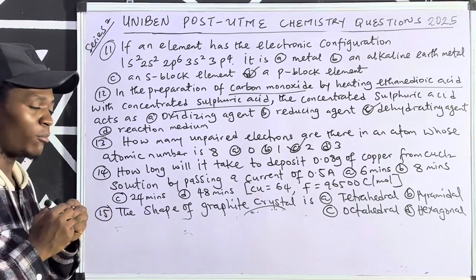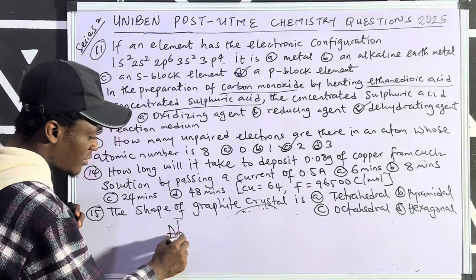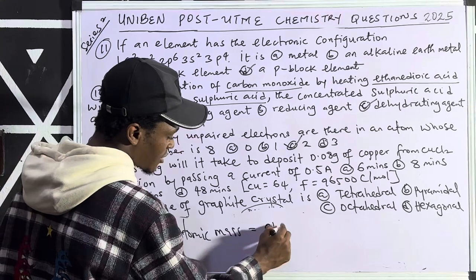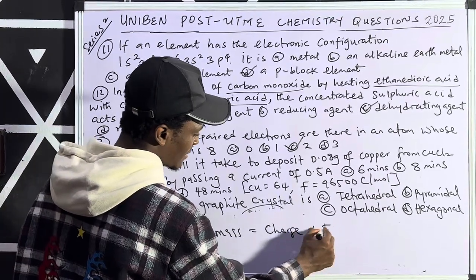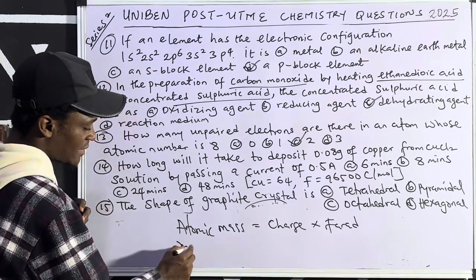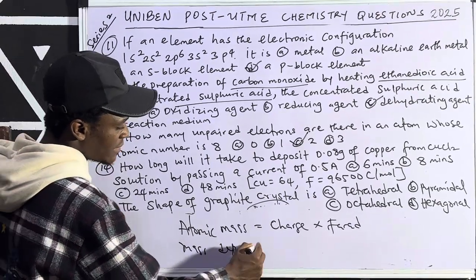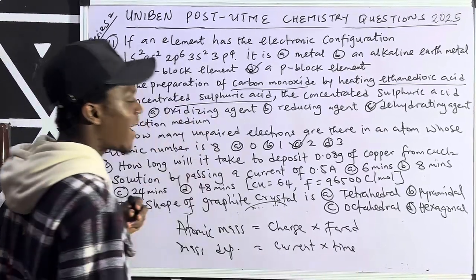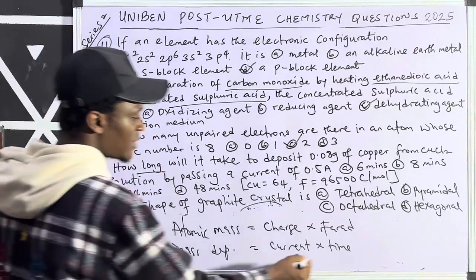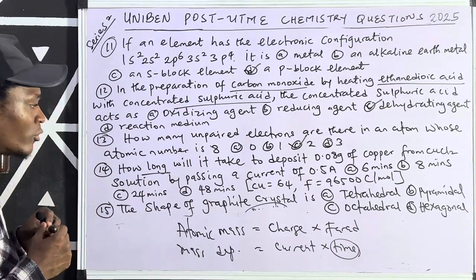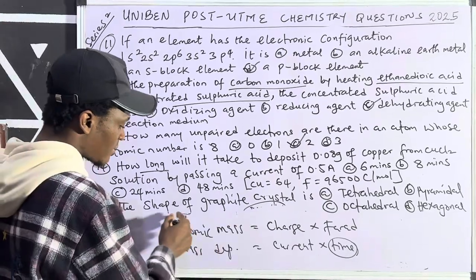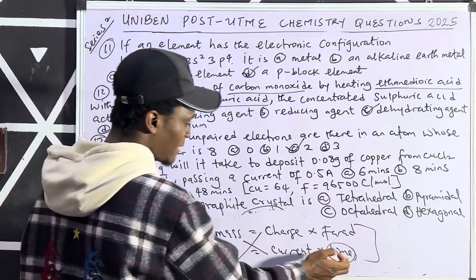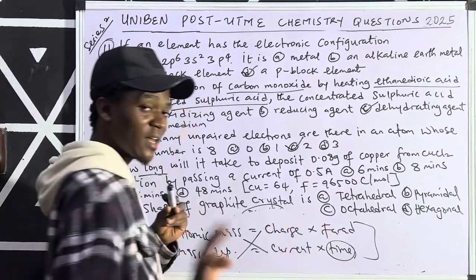My formula is giving us atomic mass. When you see questions like this, just work with this formula. Atomic mass is given as charge times farad, then mass deposited is given as current times time. Remember the question was how long? How long simply means time. So it means it is this we are told to calculate. So how do you work with this almighty formula? It's very easy. Just cross multiply, meaning that this multiplies by this and this equals this multiplied by this. Is that easy?